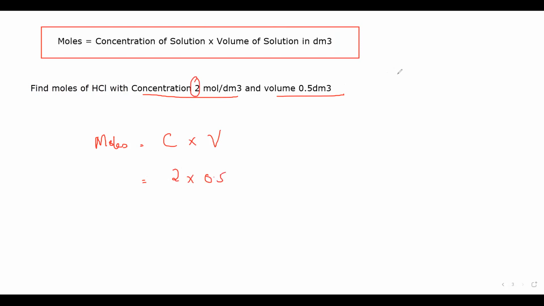But for example, in some questions they give the volume in cm cube. So you have to convert into dm cube, and from cm cube to dm cube you have to divide by 1000. But in this question it is already in dm cube, so we don't have to convert. So 2 multiplied by 0.5, that's equal to 1 mole. So this formula is used when the concentration and volume are given.